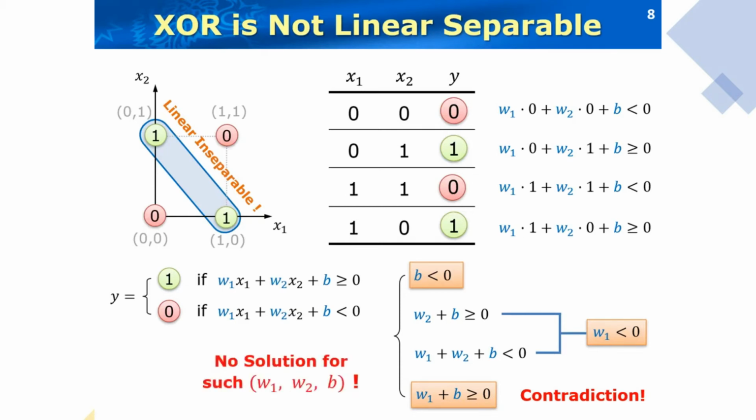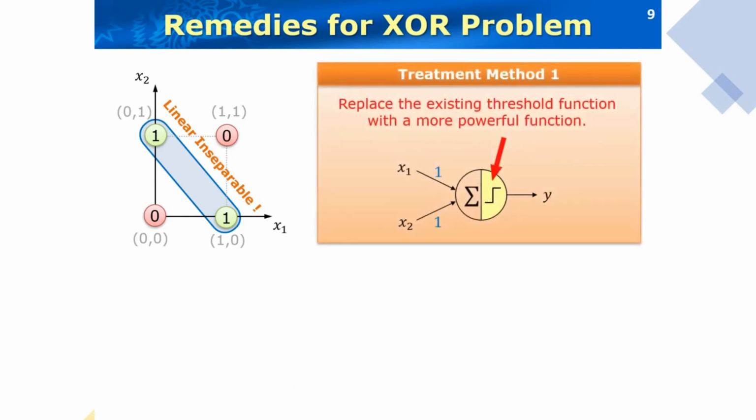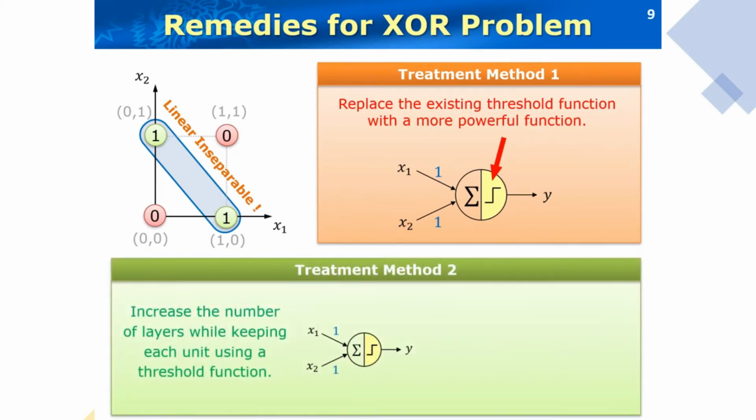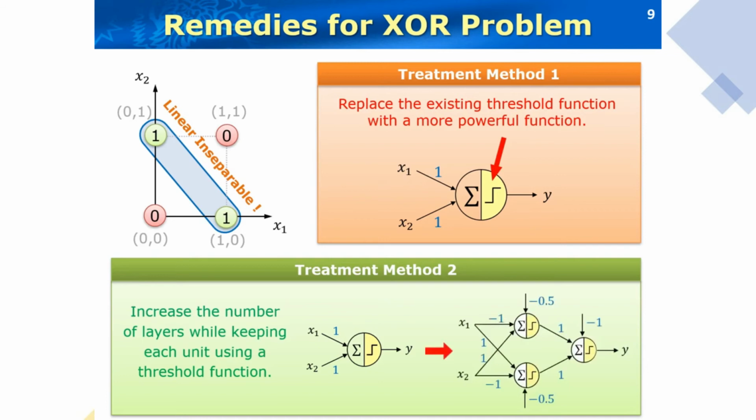To address this issue, there are 2 treatments. The first method is to replace the existing threshold function of the perceptron with a more powerful function. This method would make the existing activation function more complicated, but it can guarantee that only the single layer structure of the neural net is used for XOR representation. The second method is to increase the number of layers in the neural network. This method would increase the number of units and the depth of the neural net, but can guarantee that the activation function of each unit is still a simple threshold function. So let's first look at method 1.